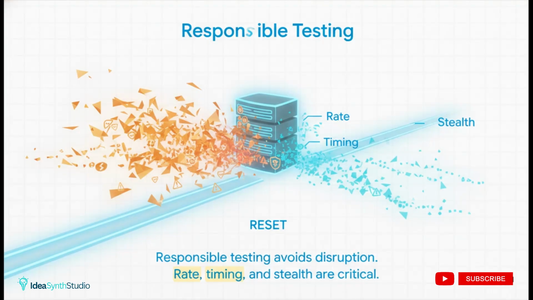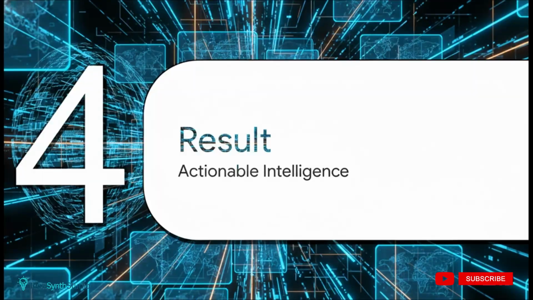But, and this is a huge but, this direct interaction carries a ton of responsibility. Active scanning has to be done carefully to avoid disrupting the target's operations. The whole point is to gather data, not cause an outage. So the rate, the timing, and the stealth of your scans are all critical. So, with data from both phases collected, we arrive at the result, turning all that raw data into actionable intelligence.